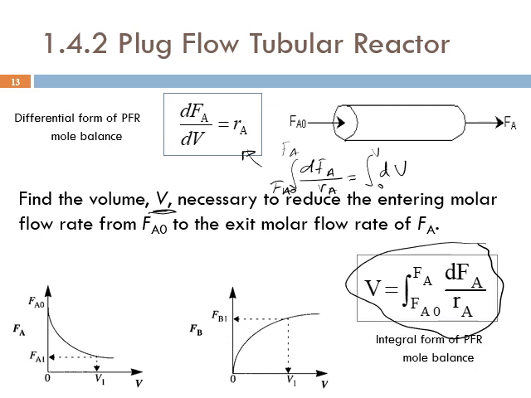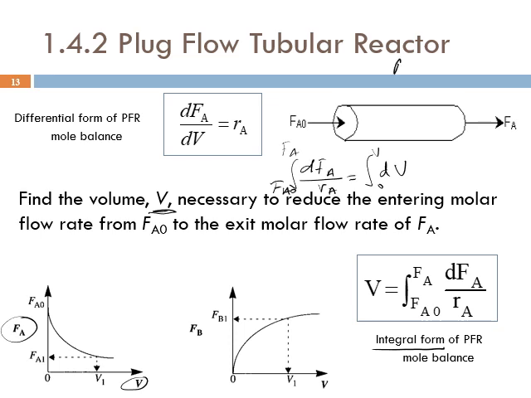Okay, so now we have the differential form of the plug flow reactor mole balance or design equation, and now this is the integral form of the plug flow reactor mole balance or design equation. If we solve this, then we can find Fa as a function of V, or we can write the same equation, but for B, if B is a product.